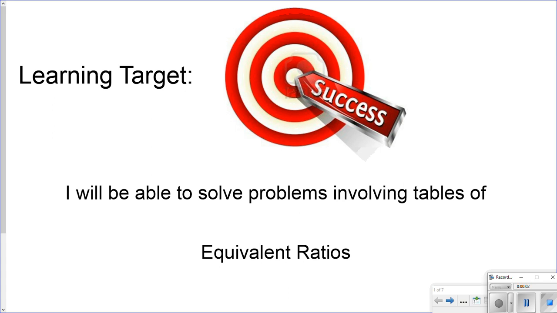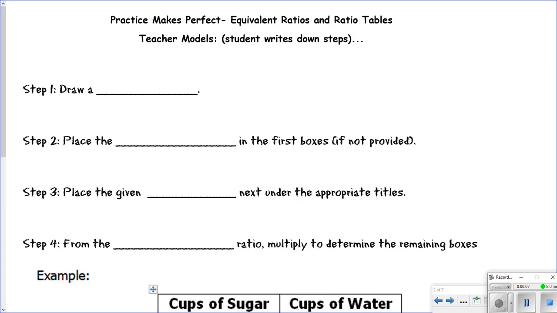Our learning target today: I will be able to solve problems involving tables of equivalent ratios. Step 1. Draw a table. Step 2. Place the titles or labels in the first boxes if not already provided.